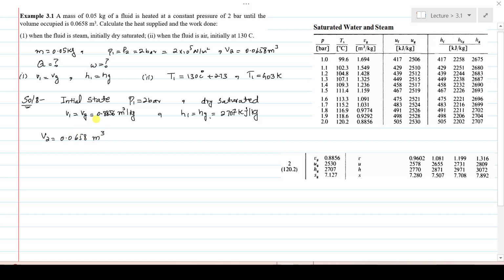The final state volume V2 is 0.0658 meter cube and the mass is also given. Then the specific volume at the final state, V2, is equal to total volume divided by mass of the steam, which is 0.0658 divided by 0.05. After solving this, you get the specific volume at the final state, 1.316 meter cube per kg. This specific volume and the pressure P2 of the final state lie in the superheated region.